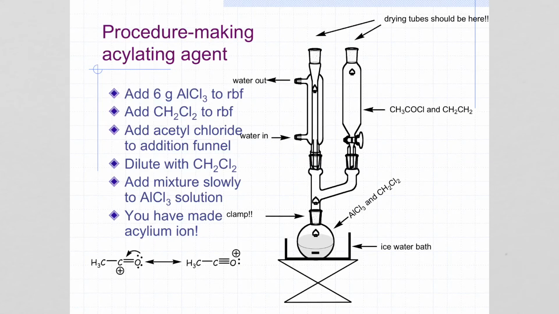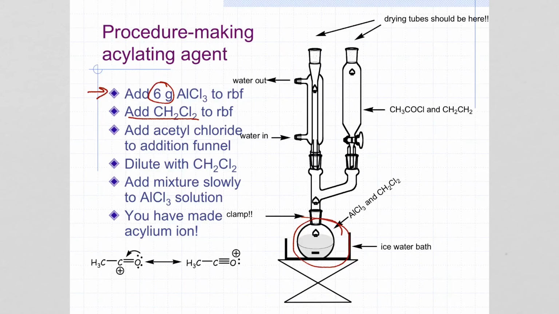So what's the overall procedure we're going to go through? Well, here's your setup. Here's what you're going to have. The first thing you want to do is add 6 grams, and notice it doesn't say 6.0, it just says 6 grams of the aluminum chloride to the round bottom flask. Then you're going to add the dichloromethane to the round bottom flask in order to dissolve it. It won't dissolve, actually. It'll just kind of be a suspension.